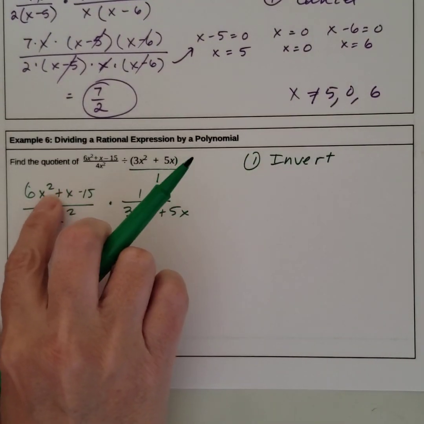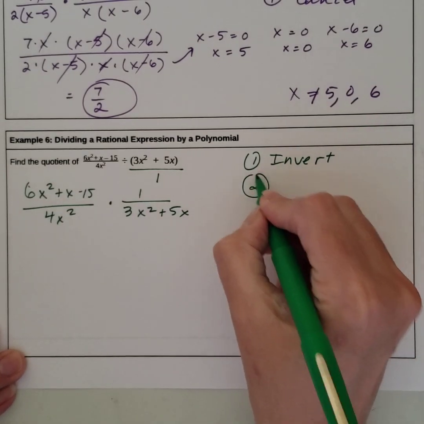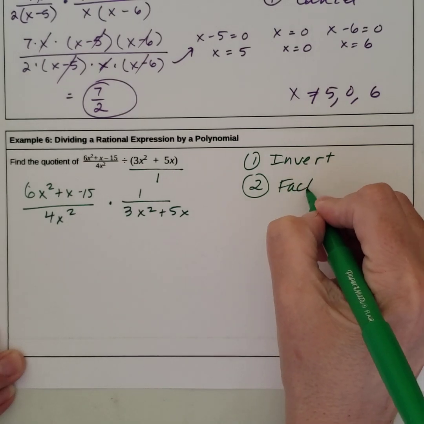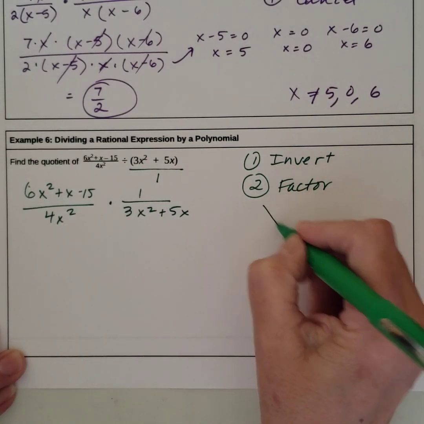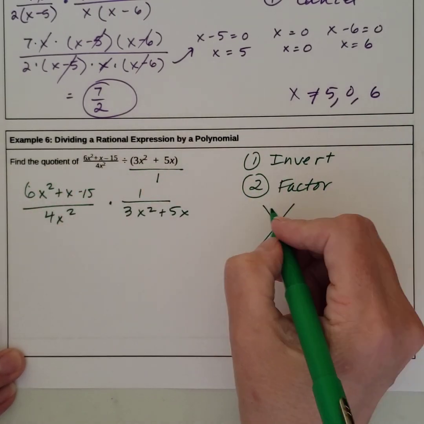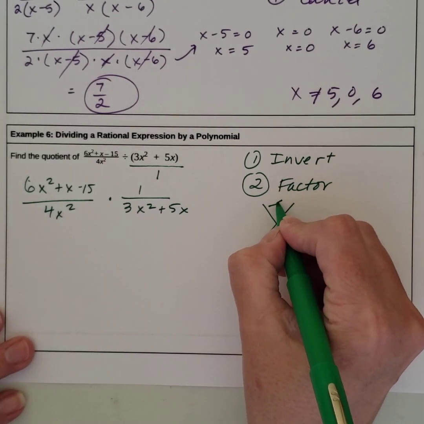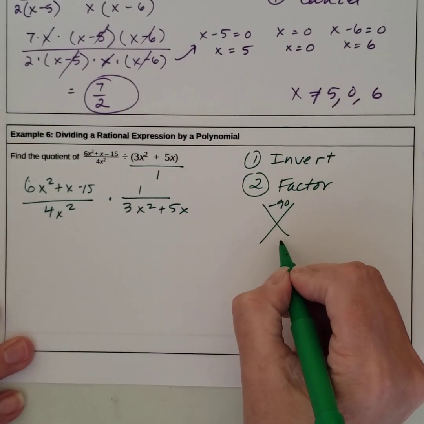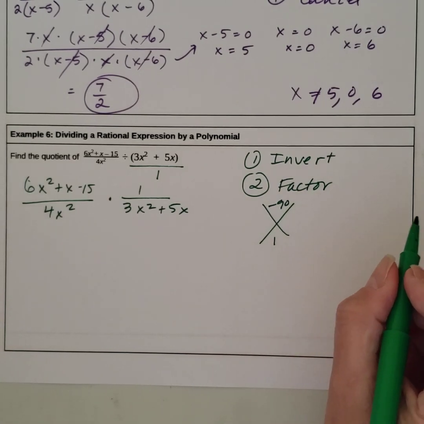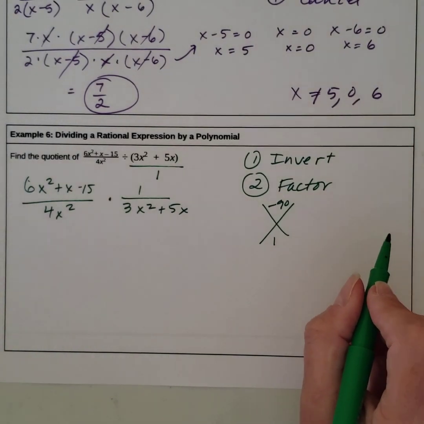So we need to factor this. This is a trinomial, and it doesn't look very nice. I'll do the x over here. We need factors of 6 times negative 15. So 6 times negative 15 gives us negative 90, and they need to equal 1. So 90: 1 and 90, 2 and 45, 3 and 30.